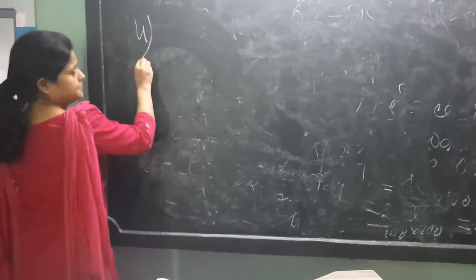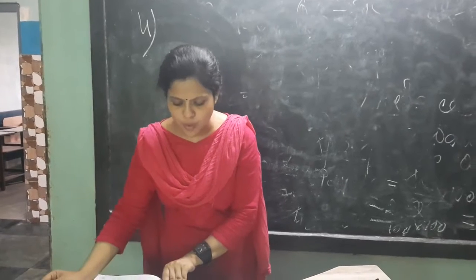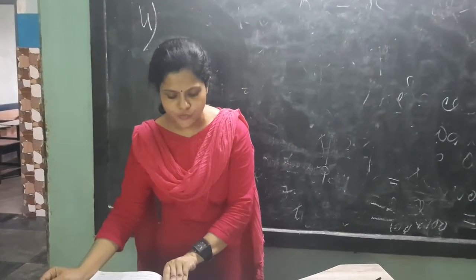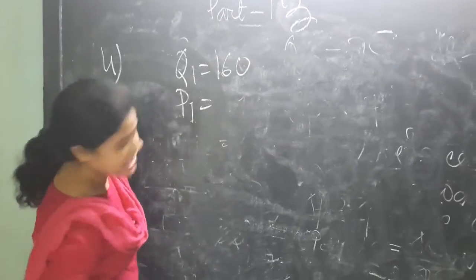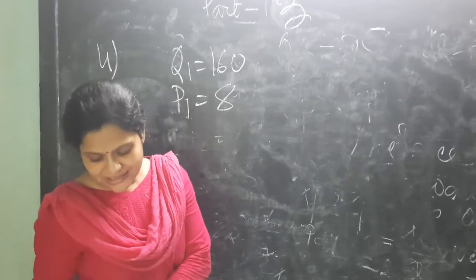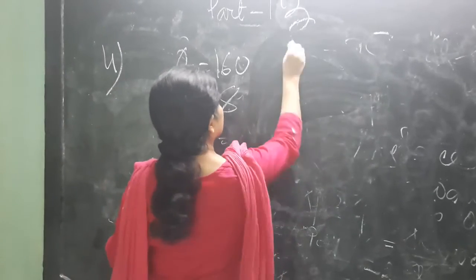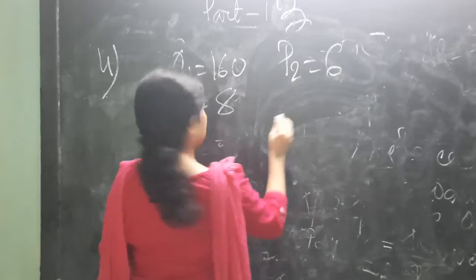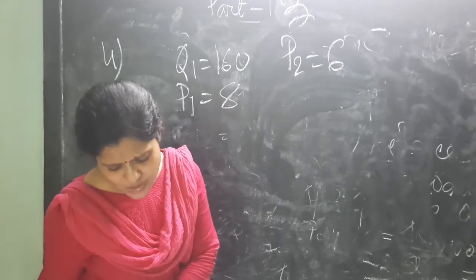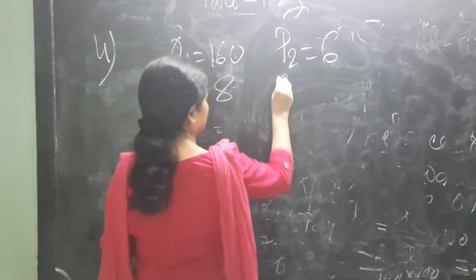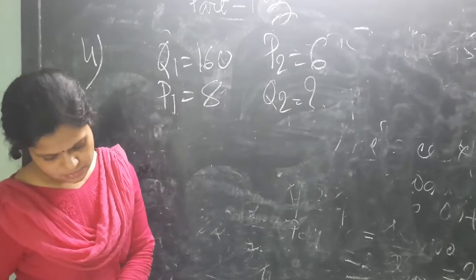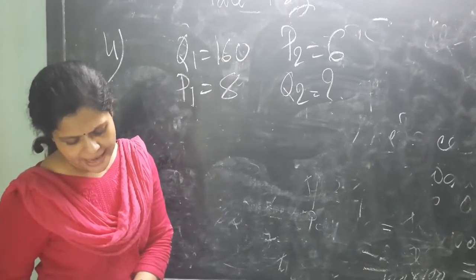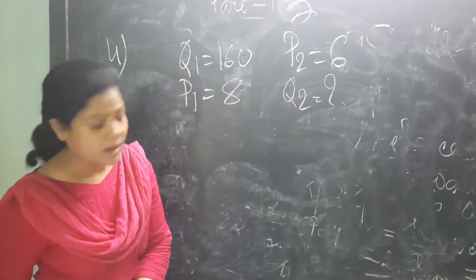Sum 4. A consumer buys 160 units of gold at a price of rupees 8 per unit. So, Q1 is 160, P1 is rupees 8 per unit. Now what happened? Price falls to 6 per unit. How much quantity will the consumer buy at the new price if the price elasticity of demand is -2? Q2 we don't know.